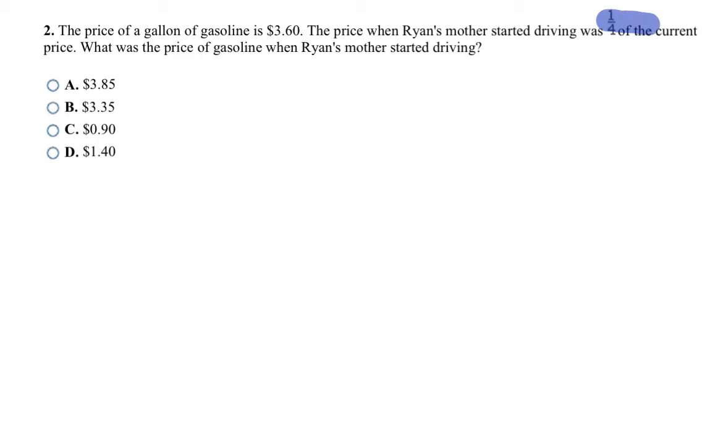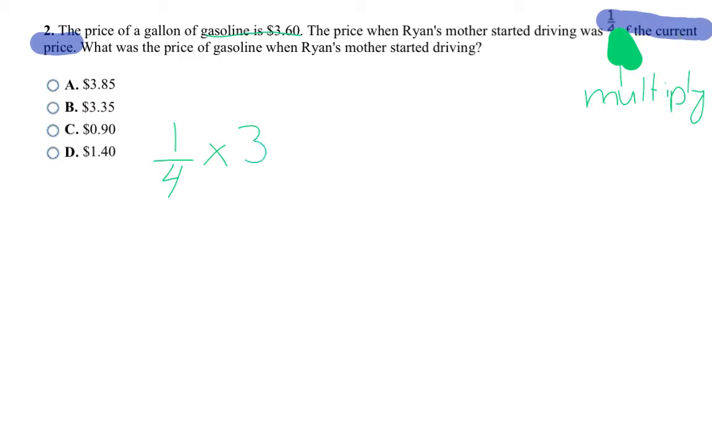Well, here it tells us it was 1/4 of the current price. Tells us to multiply. So the word of always tells you to multiply. So you're going to take 1/4 times the current price. And they tell us that the current price is $3.60. So 3.60, and that zero is on the end, so that's up to you.